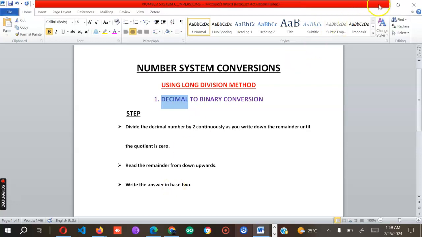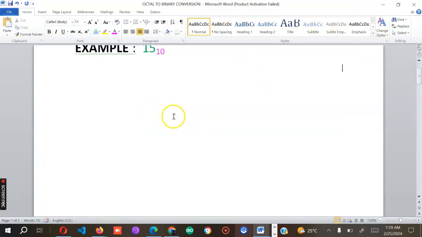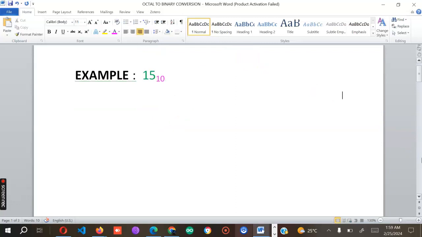Okay, let's go directly to our example. This is our first example, where we have 15 base 10. Remember the rules: you're supposed to divide the number by 2. Let's start with the number 15. This is the solution.